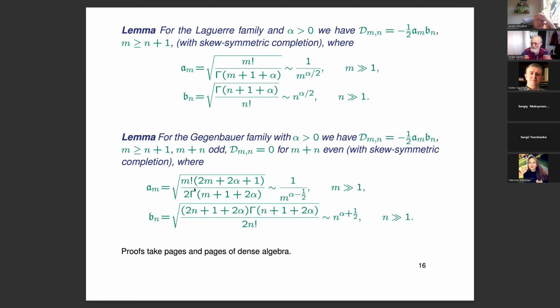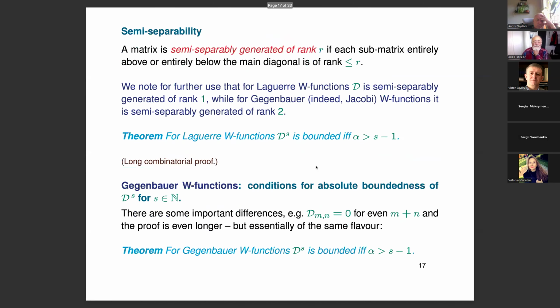This is one of these results that I strongly recommend you not try to prove at home. It is a very nasty proof, but these are the results. By the way, not for all weight functions do we have this situation. Sometimes it is more complicated, but we will not go into that. Okay, so I say that the matrix now is semi-separable.